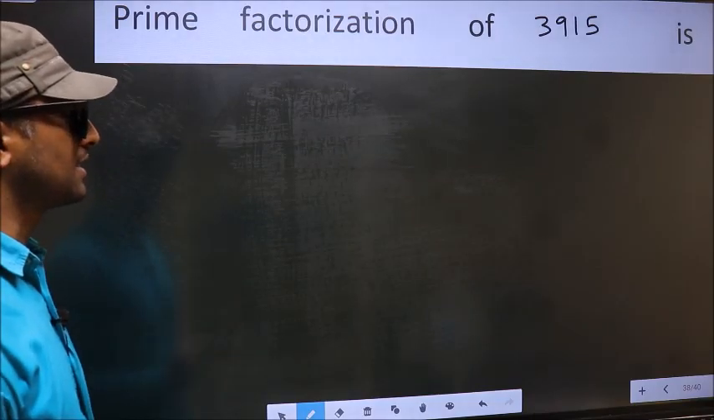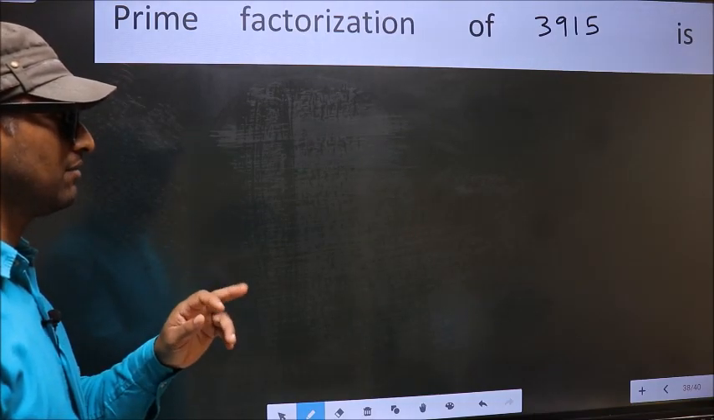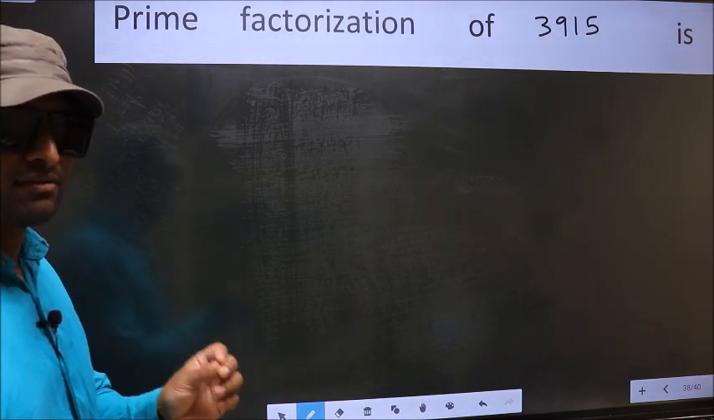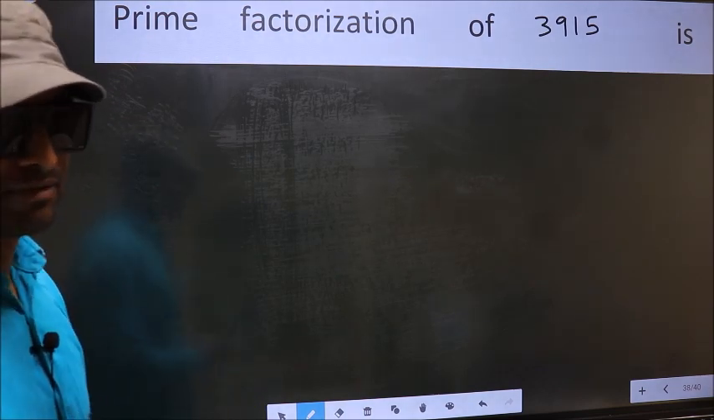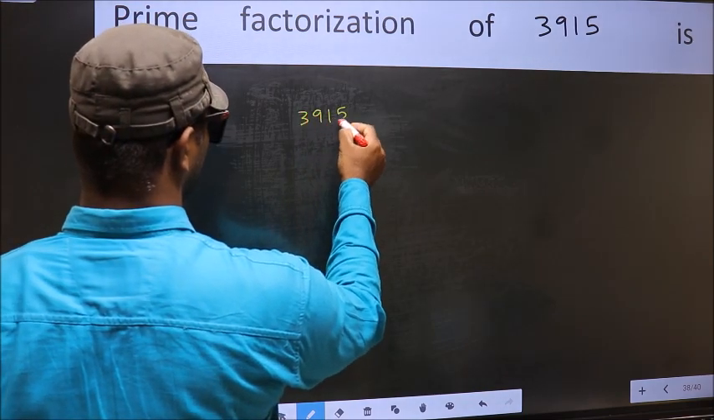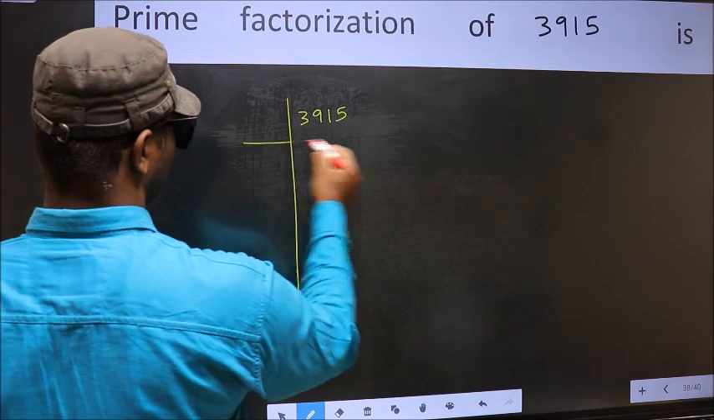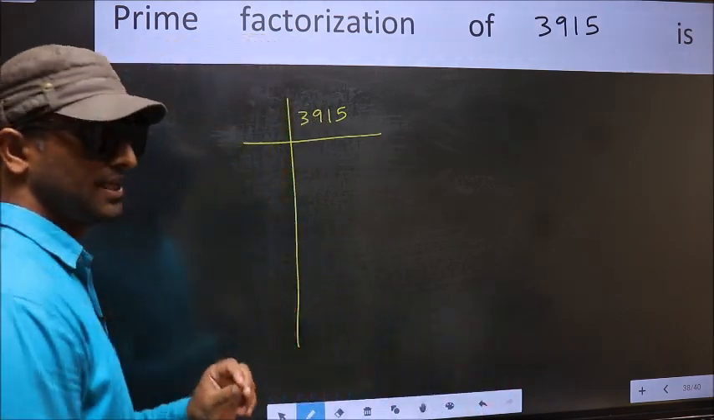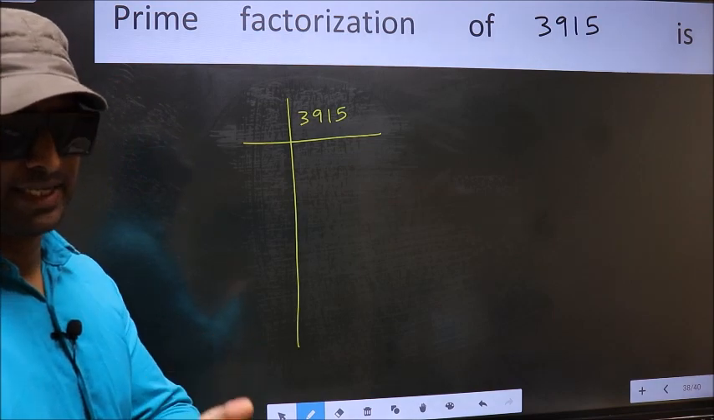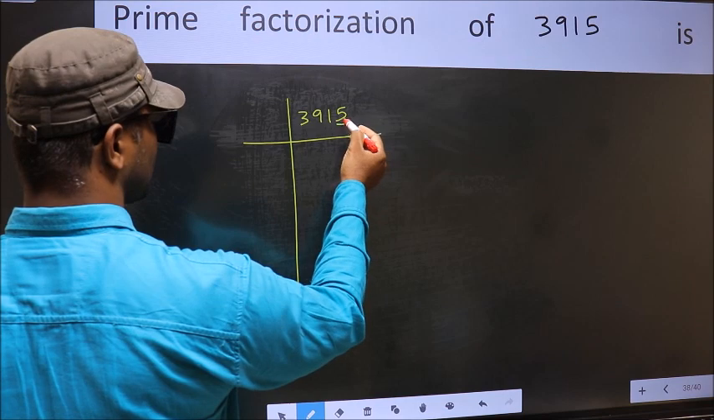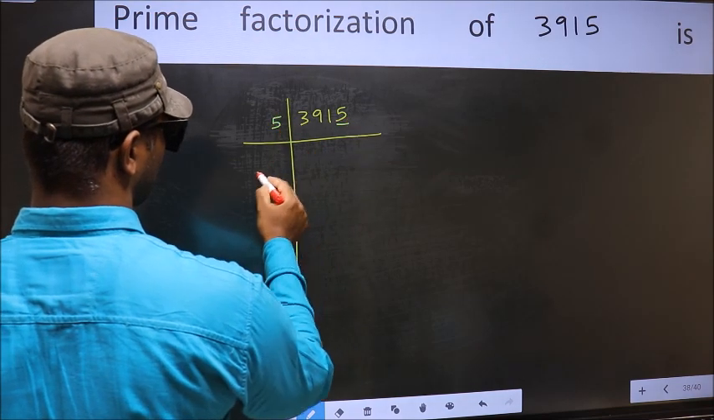The prime factorization of 3915. To do prime factorization, first we should frame it in this way: 3915. This is your step 1. Next, in this number, the last digit is 5, so take 5.